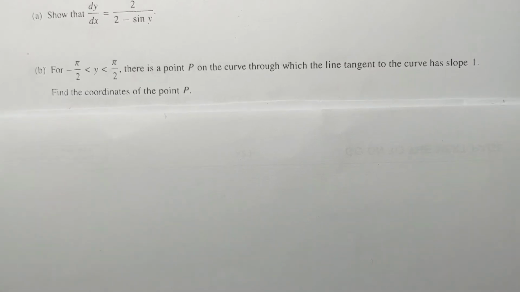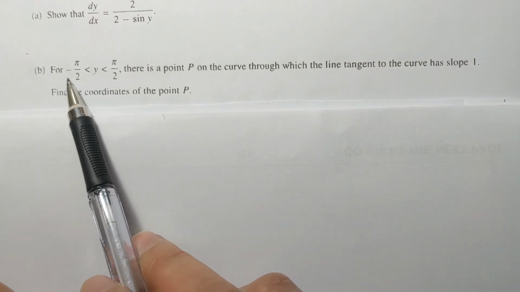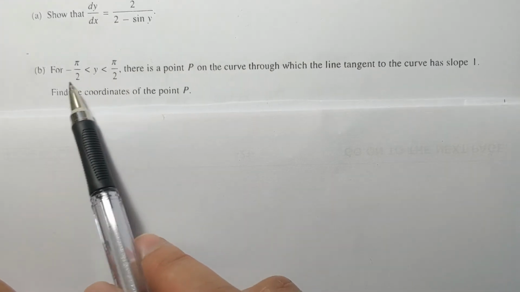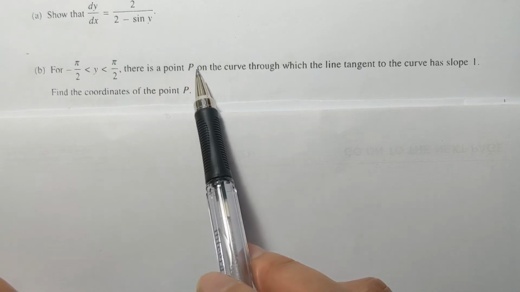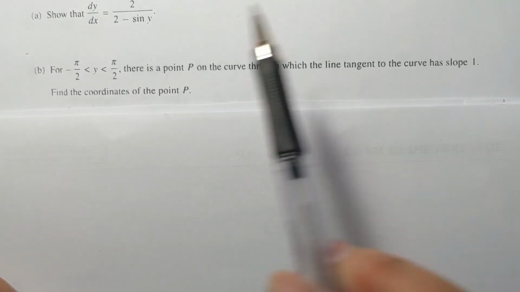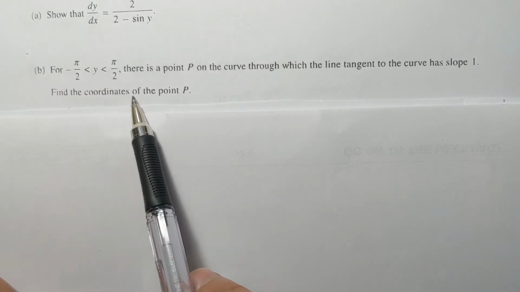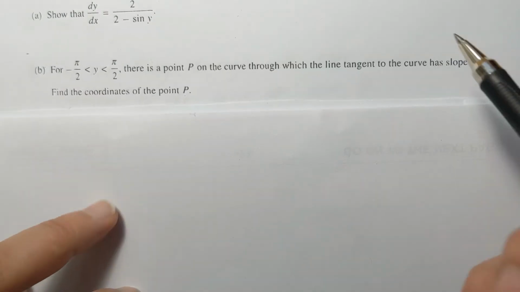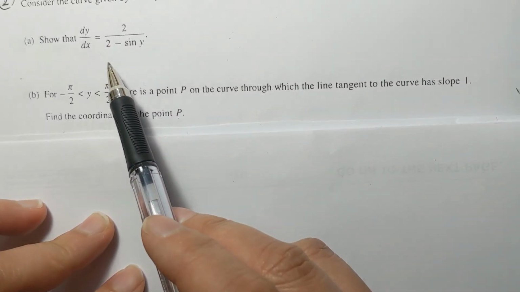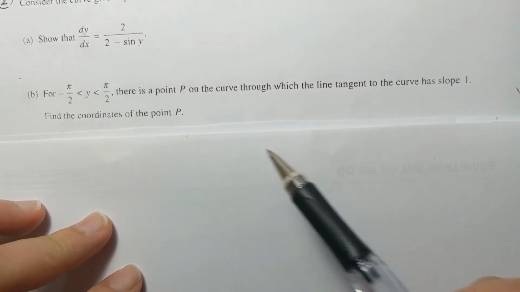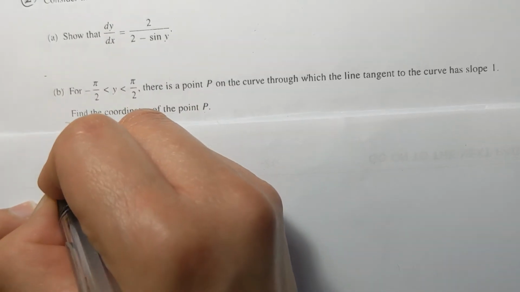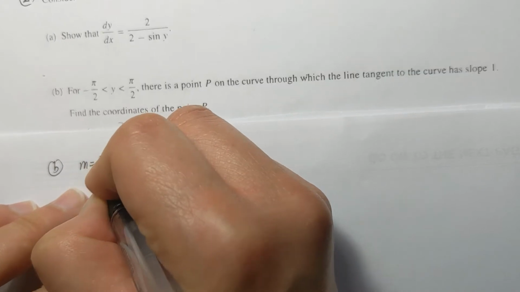For the interval y between negative pi over 2 and pi over 2, not inclusive, there is a point P on the curve to which the line tangent to the curve has slope equal to 1. Find the coordinate of the point P. So now that means the slope equal to 1, and that means the derivative equal to 1. We're going to use our derivative to find the x comma y.